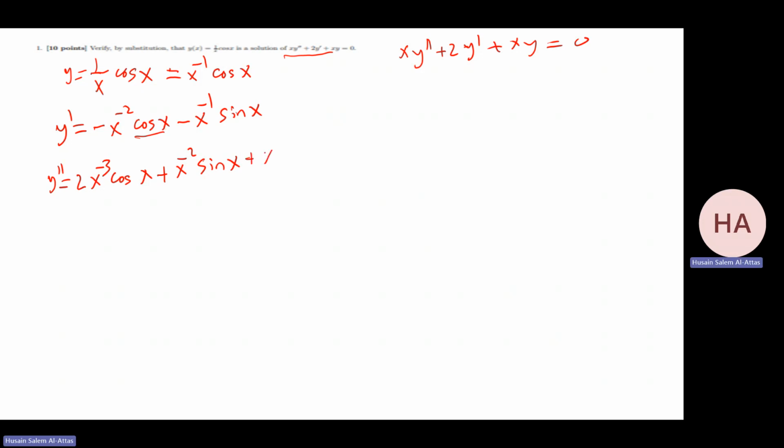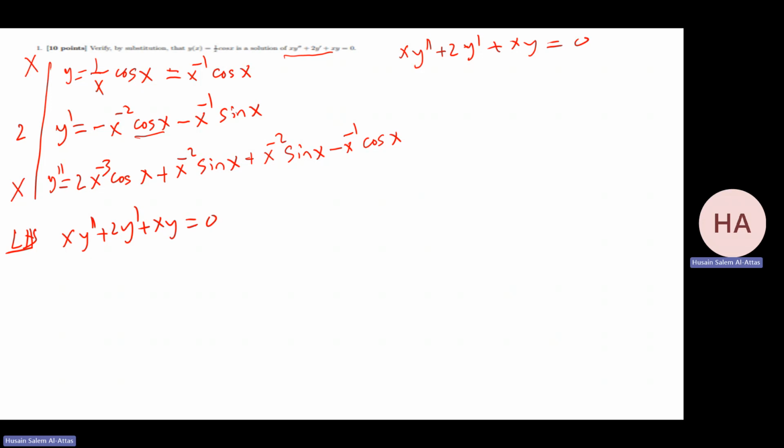And here I have plus x to the power minus 2 sine x minus x to the power minus 1 cosine x. Yeah, plus minus, okay. Just need to check. This is x, this is 2, this is x. Okay, check the left-hand side, which is x y double prime plus 2y prime plus xy equals 0. I want to check it is equal to 0.